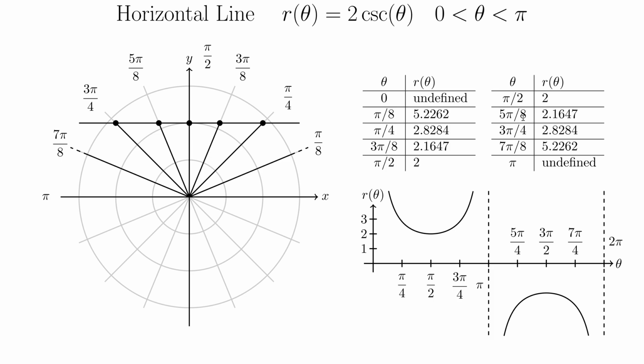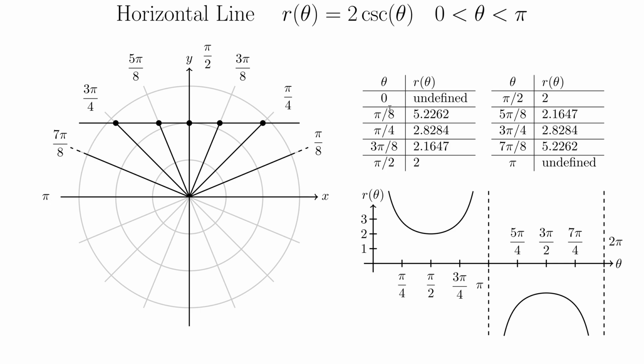And then it's symmetric when you go past. So if we go to 5 pi over 8, we get 2.1647. Same thing at 3 pi over 8, right? It's symmetric, so that's the 5 pi over 8 value. Then at the 3 pi over 4 theta, you get the 2.8284 value. And then at 7 pi over 8, you have to go another 5.2262, so somewhere over here. And then if you plug in pi, you get undefined because the line is parallel, so they never intersect. There's also a vertical asymptote here.